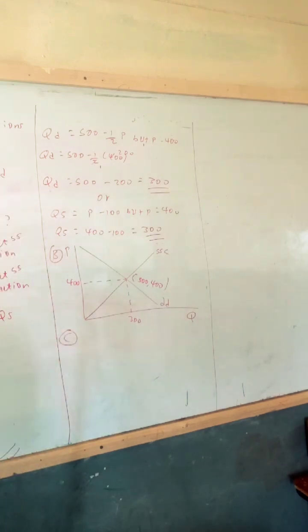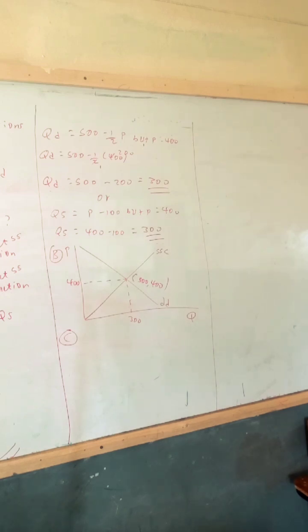Therefore, see, it says: if the price is 300, is it a shortage or surplus? As discussed in the last section, in the market there are three situations. The first one: when quantity demand is greater than quantity supply, there is a shortage of the product in the market. If quantity demand is less than quantity supply, there is a surplus. If quantity demand and quantity supply are equal, that point is called the equilibrium point.